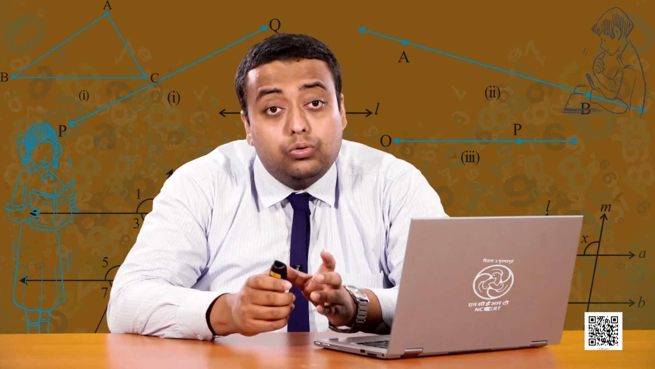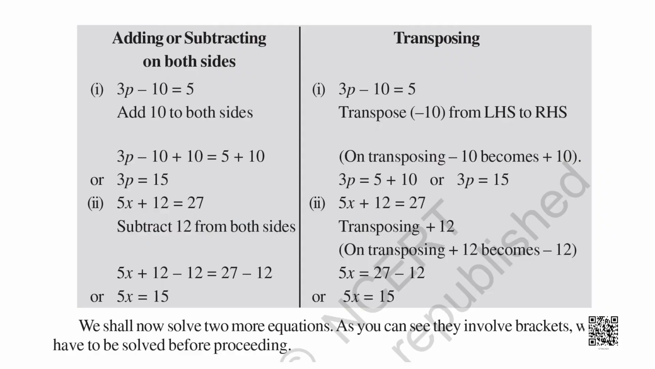What applies to numbers also applies to expressions. Let us take two more examples of transposing. The first example is 3p minus 10 is equal to 5. Now we will add 10 to both sides, which will bring us to 3p minus 10 plus 10 is equal to 5 plus 10, or 3p is equal to 15.